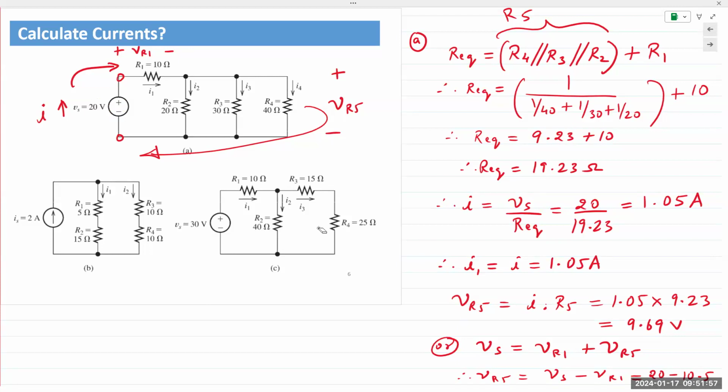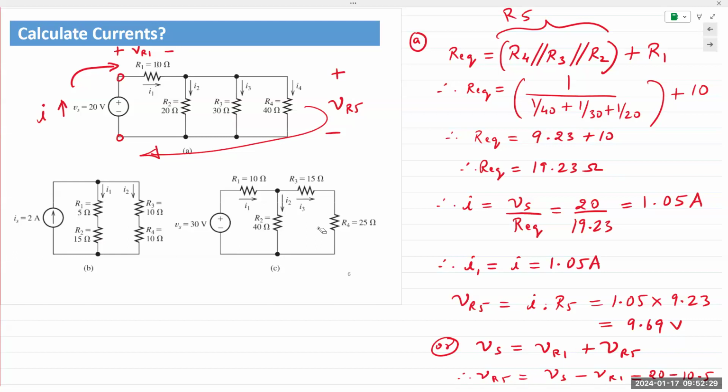1.05 into, yeah. If we take more than 2 decimal places in the resistance, this current would be slightly different. Instead of 1.05, we would have a few more, more accurate numbers. Anyway, so we apply Ohm's law and we can find the value for VR5, or we can apply KVL, Vs is equal to VR1 plus VR5, and find the voltage that way.